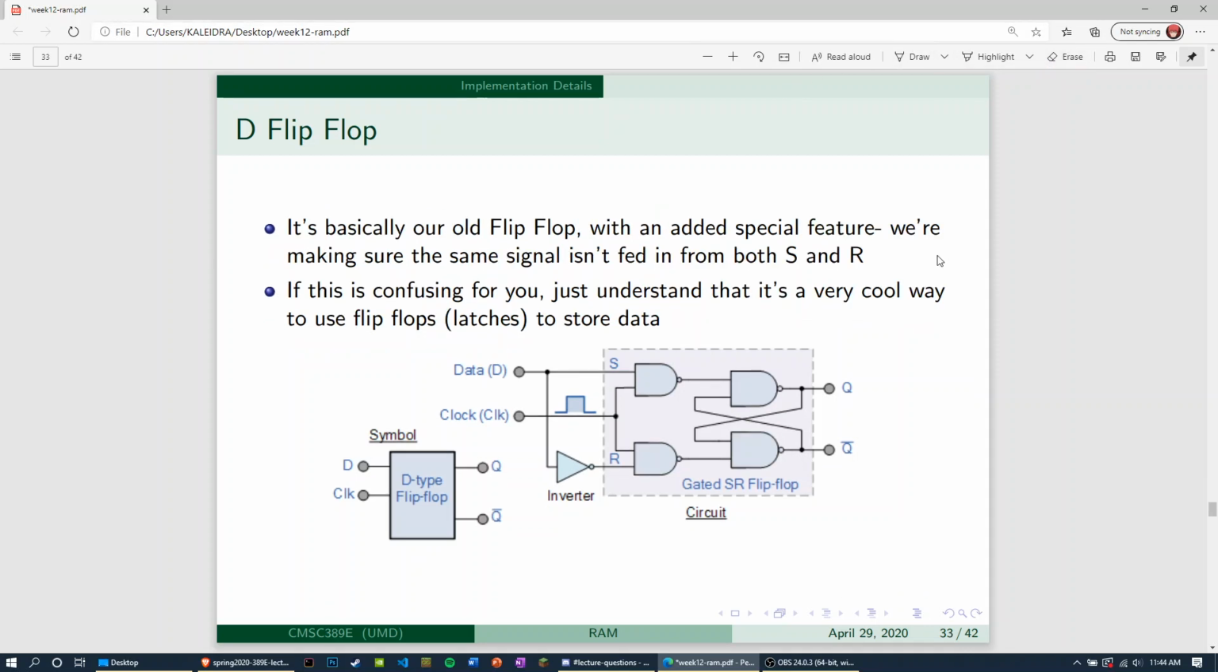Moving on, it's basically just your old flip-flop with an added special feature. We're just making sure the same signal isn't fed in from both S and R, which is also another added benefit. Here, we can't send in two signals and make some horrible mess of the whole situation. Again, our circuit wouldn't be designed to do that anyway, but it's just another way to protect from that condition. And if this is very confusing for you, you'll build it, but just understand that's a very cool way to use flip-flops to store data. So that's the bottom line here. It's cool and it's safer than our previous latch, so why wouldn't we use it?